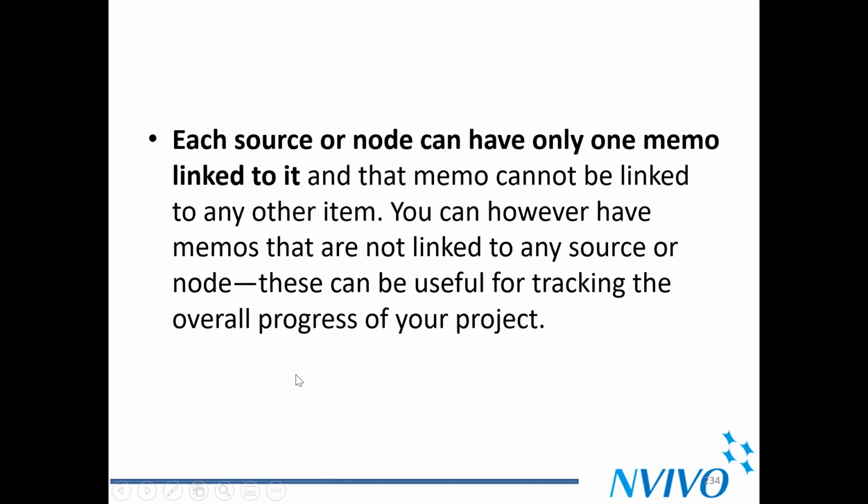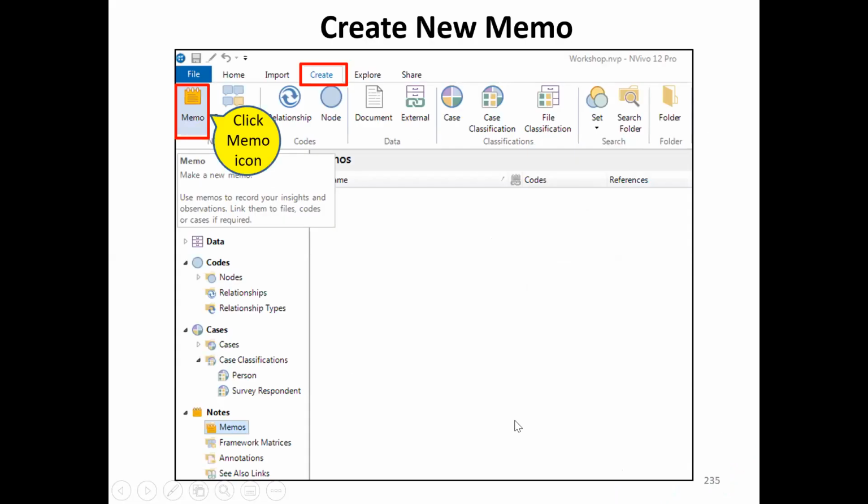Okay, so however, you can have memos that are not linked to any source or any nodes. That is for your tracking. So how to create memo? You can create memo in your Microsoft Word and then you can import, or you create memo in your NVivo. So how to create memo in NVivo?